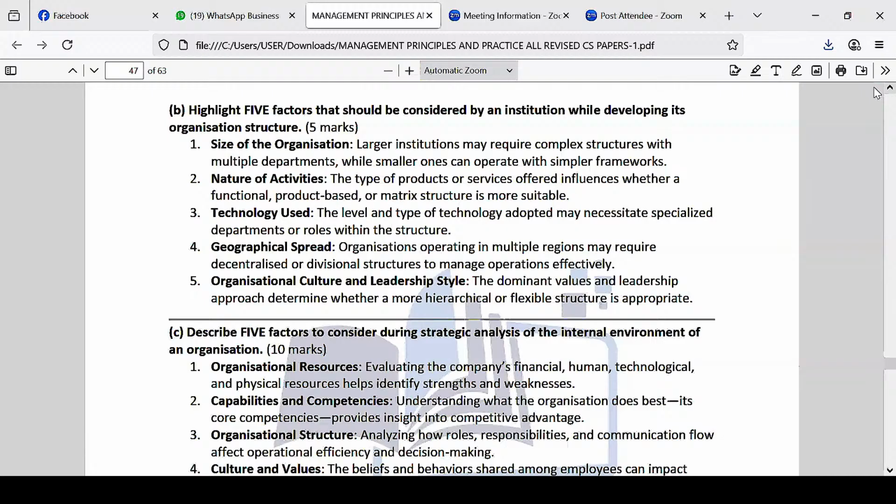So then number 4 is what? Geographical spread. That's very true, basically. How far you are from one another determines the structure you will develop. Organizations operating in multiple regions may require decentralized or divisional structures to manage operations.